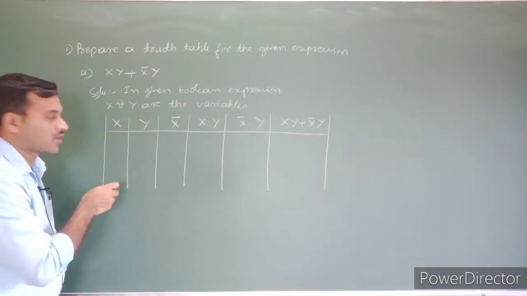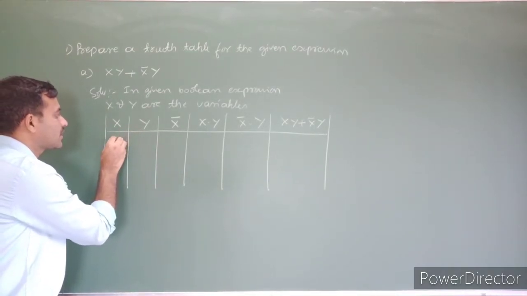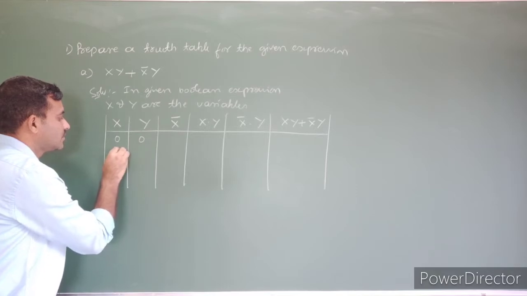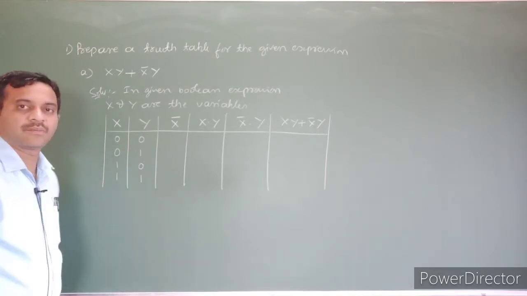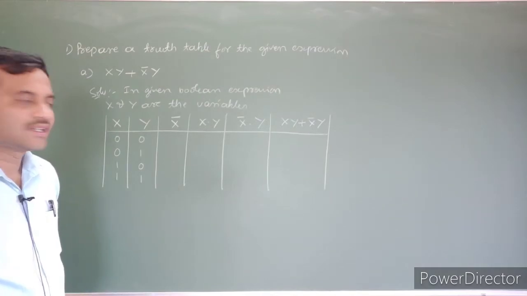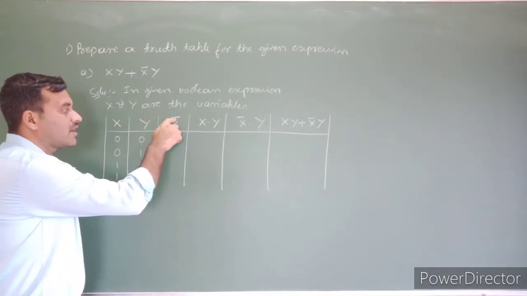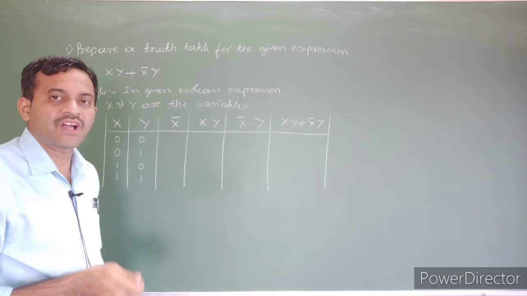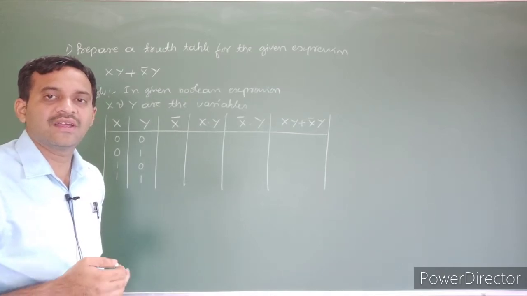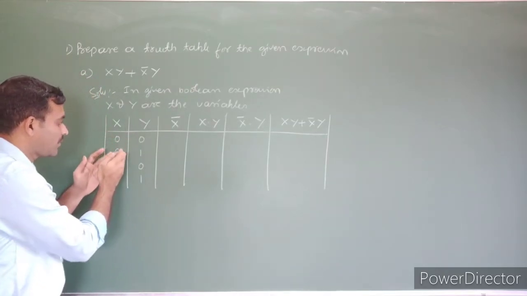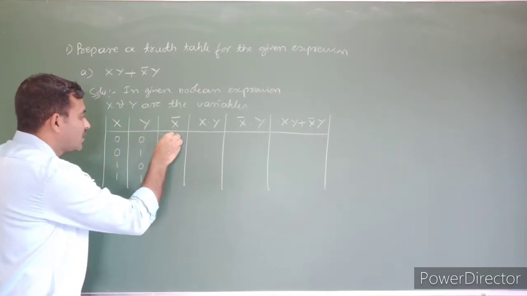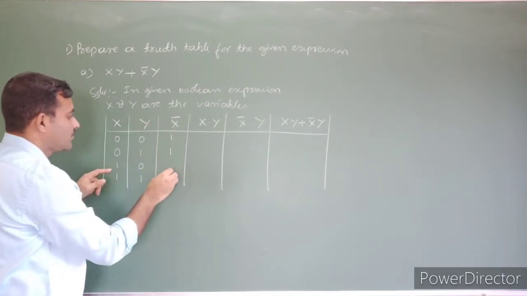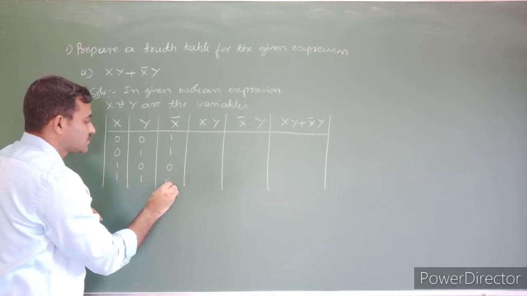Then write the possible combinations. If it is 2 variables, combinations are 0 0, 0 1, 1 0, 1 1. So these are the possible combinations. Then find the x bar. What is bar? Here it is a complement operator. It complements the input. Here observe the column x. In x bar, 0 changes to 1, 0 again changes to 1, 1 changes to 0, again 1 changes to 0.